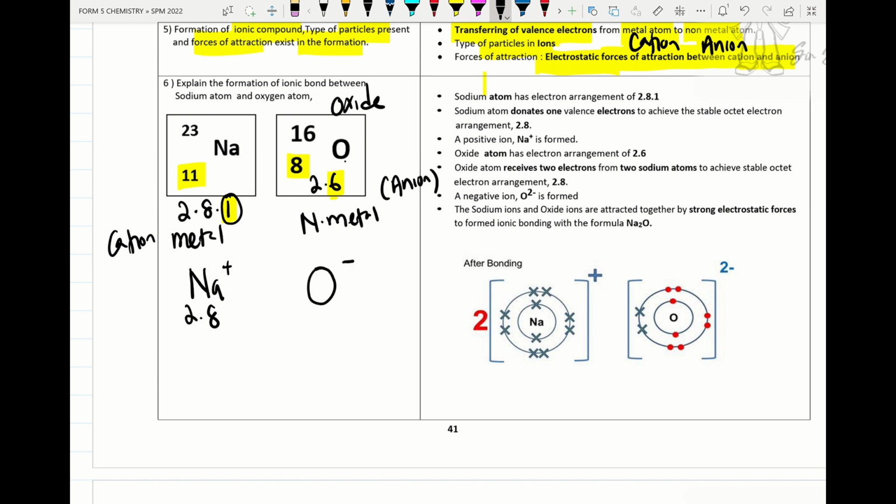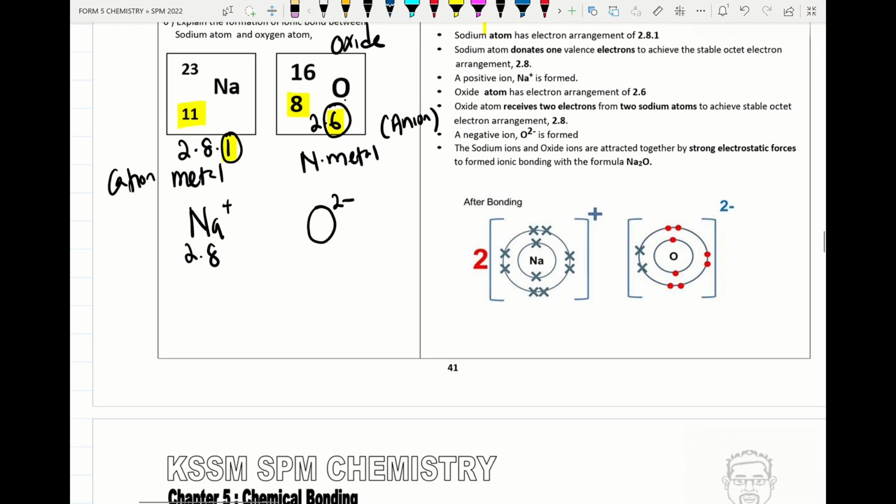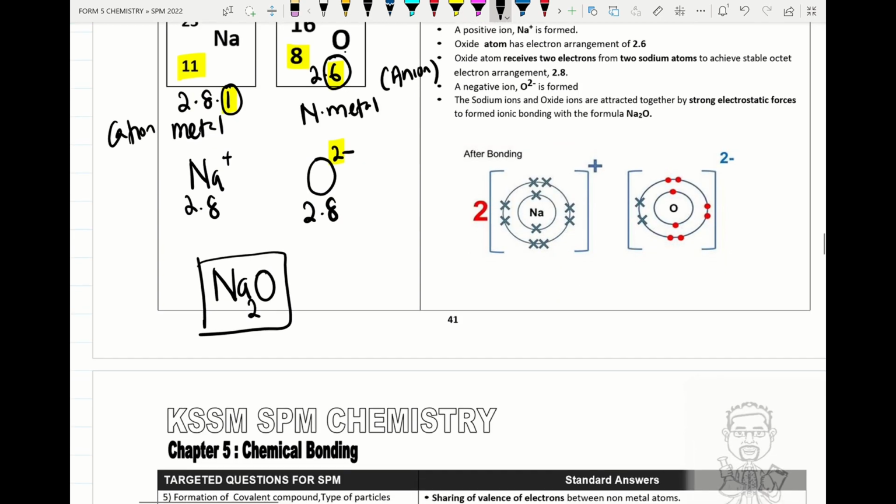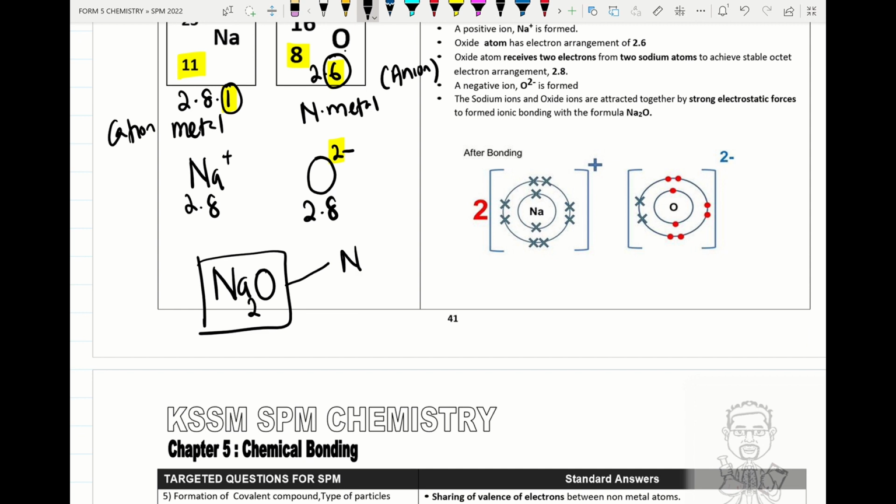So we put O negative. We check the valence electron, which is 6, so it will accept 2 electrons to achieve a stable octet electron arrangement. We take the 2 and put it in front of the oxide ion. So the ion formed is O 2 negative, and this oxide ion has achieved a stable octet electron arrangement. Stronger electrostatic forces of attraction will attract both ions together and form sodium oxide. We combine them and take the charge 2 and put it at the bottom of sodium. So this is the formula of the ionic compound.